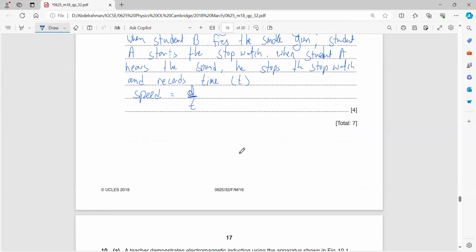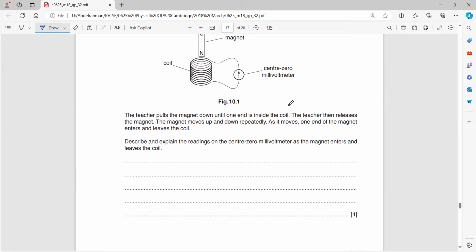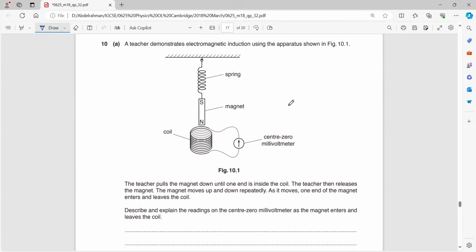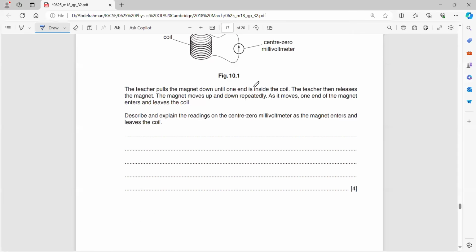Moving on. I have a spring, a magnet, a voltmeter. Describe and explain. What does the teacher do? The teacher pulls the magnet until one end is inside the coil. The teacher then releases the magnet. The magnet moves up and down repeatedly, keeps on moving up and down. As it moves, one end of the magnet enters and leaves the coil. Describe and explain the readings on the voltmeter as the magnet enters and leaves the coil.